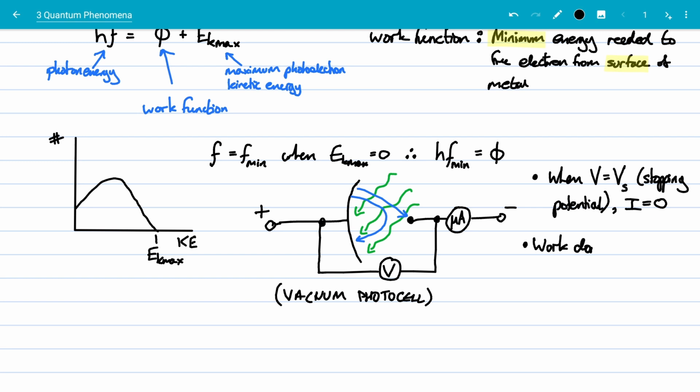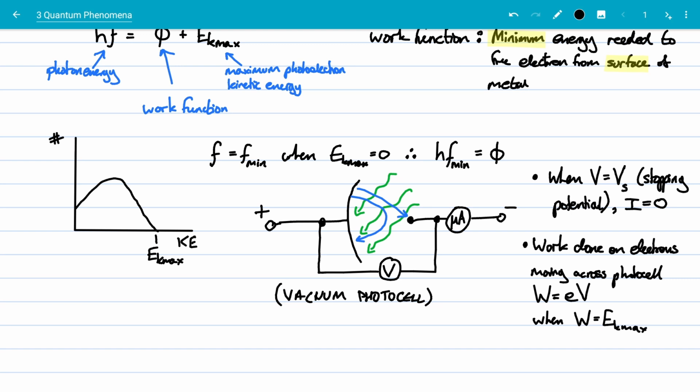Work done by electrons moving across the photocell, let's call it W for work, is going to be equal to the charge of the electron multiplied by the potential difference it moves across. So when W equals EK max, in other words, when the energy transferred to the electrons moving across that gap is equal to the maximum energy the electrons can possibly have, then the current will fall to 0. Then I becomes 0. And so our equation becomes hf equals phi plus eVs.